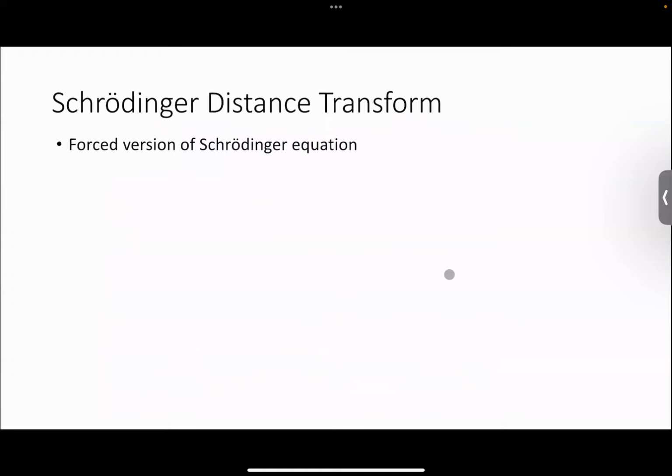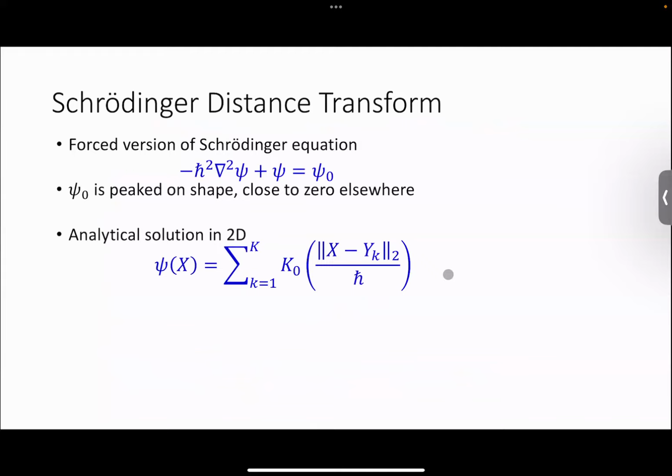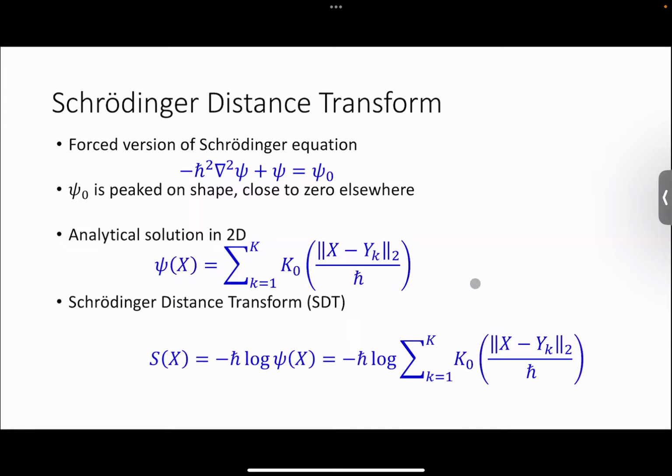Okay, so we can now try to solve this equation, minus h cross squared del squared psi plus psi equals psi naught. Psi naught will be peaked on the actual shape, which are the shape points as we're calling them. It'll go down to zero elsewhere. And there's an analytical solution in 2D. The solution you get is psi equals K naught of the L2 norm of x minus y_k over h cross, which I'll explain in a moment. So basically, you have an analytical solution in 2D for the static Schrodinger equation. And this we're calling the Schrodinger distance transform when you take minus h cross log of it, because then as h cross tends to zero, you can relate this distance transform to the original distance transform, which did not have an h cross in it.